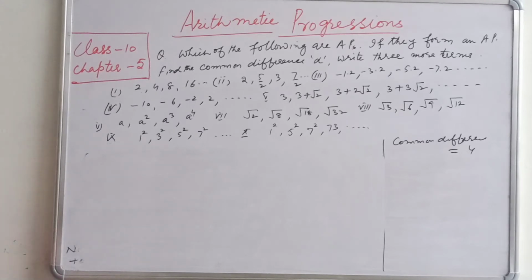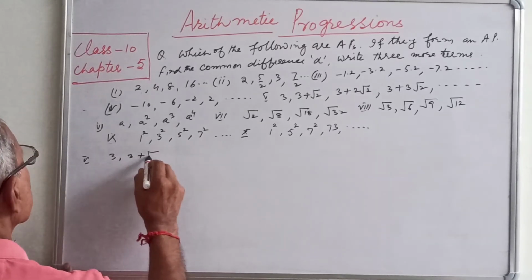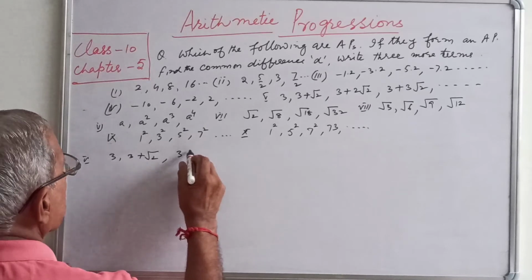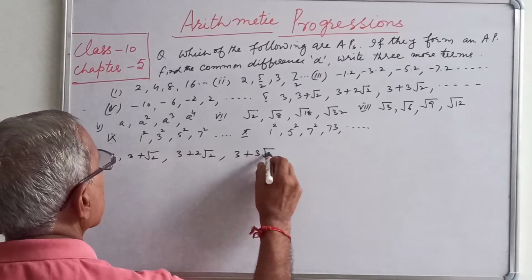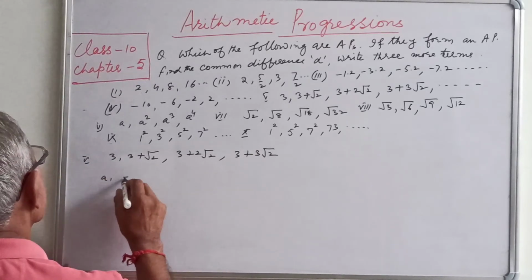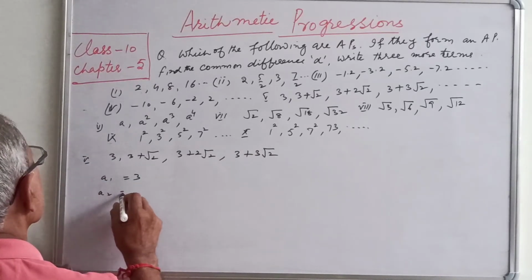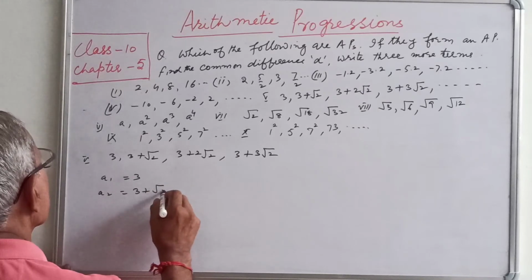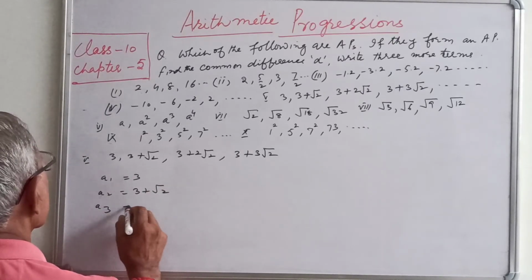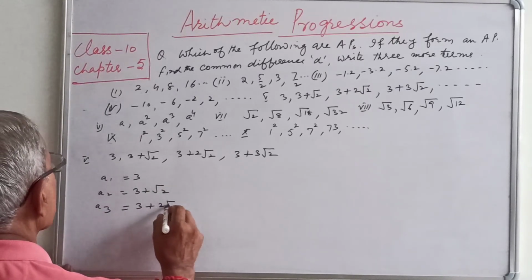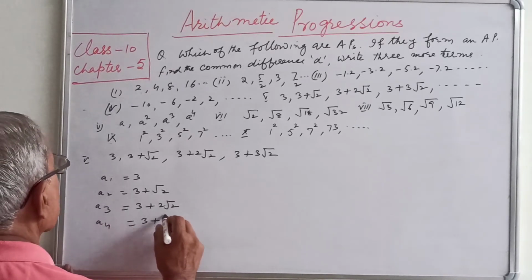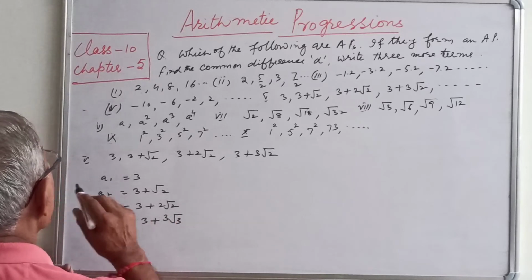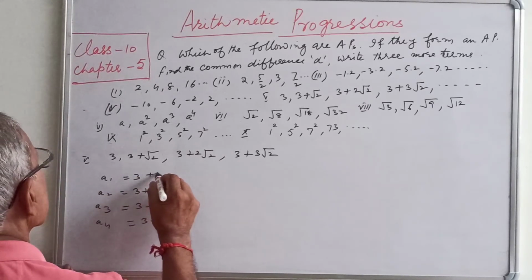Next part: 3, 3 plus under root 2, 3 plus 2 under root 2, 3 plus 3 under root 2. So A1 here is 3, A2 is 3 plus under root 2, A3 is 3 plus 2 under root 2 and A4 is 3 plus 3 under root 2. This means the difference A is under root 2.